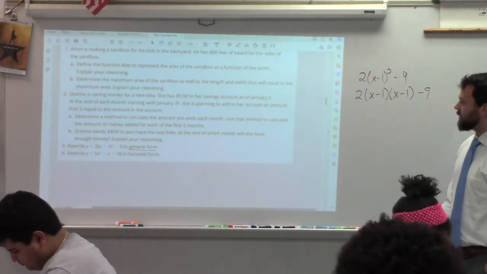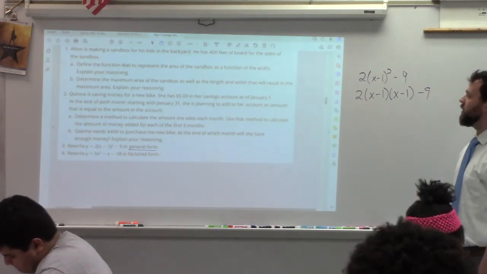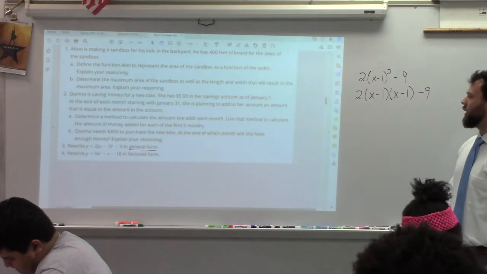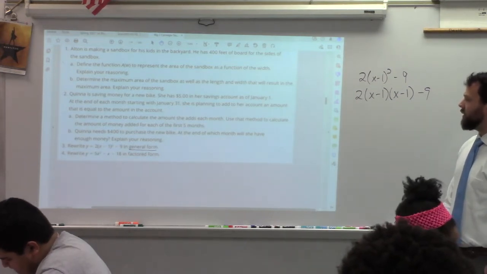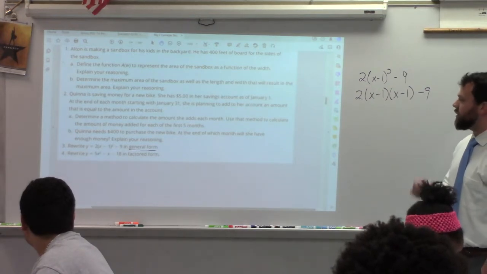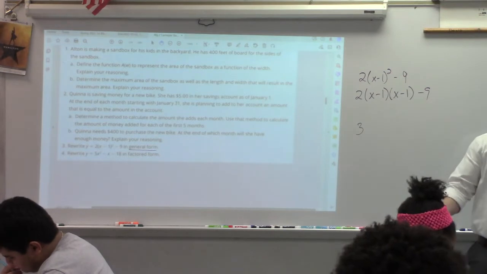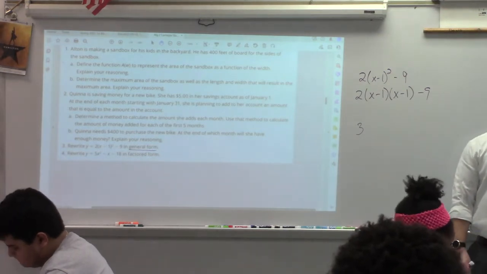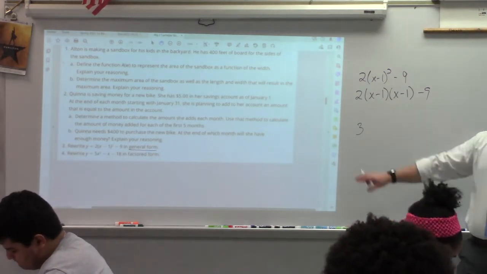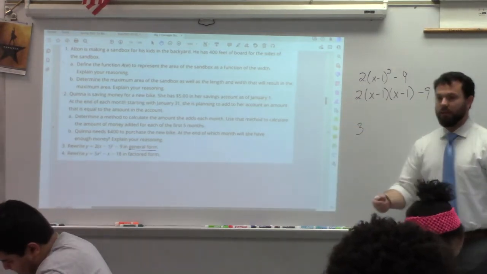Queena is saving money for a new bike. I'm going to make up a different number. Let's say she has $3 in her savings account as of January 1st. At the end of each month, starting with January 31st, she is planning to add to her account a number that is equal to the amount in her account. So if she has $3 January 1st, how much is she going to add to her account? No, sorry, I'm not using this 5. I'm making up a 3 for her to start with. So how much is she going to add?